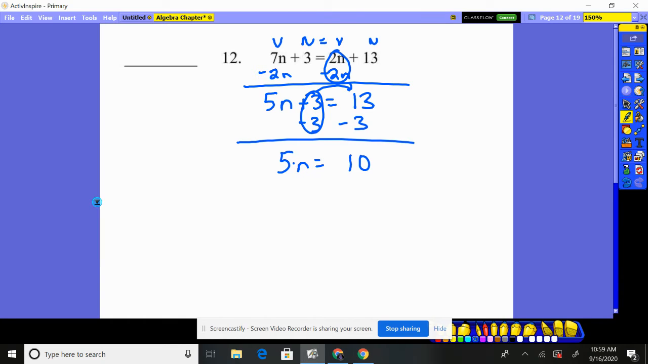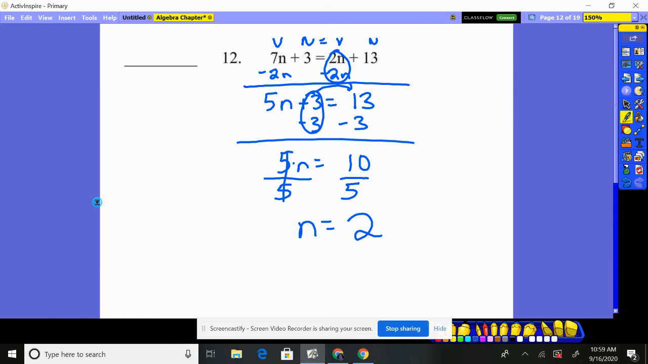Now, you can see 5 times 2 is 10, so we know n is 2, but showing our work, we get rid of multiplying by 5 by dividing by 5. It's how we undo it. It's how we work backwards to get to our answer of 2. The missing number was 2.